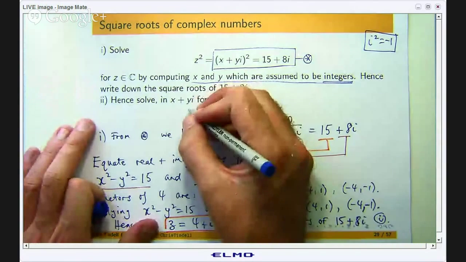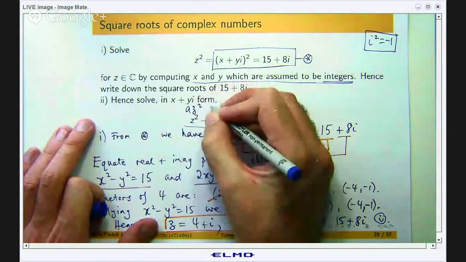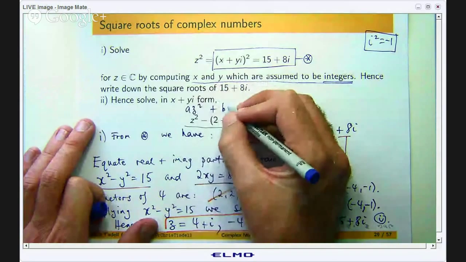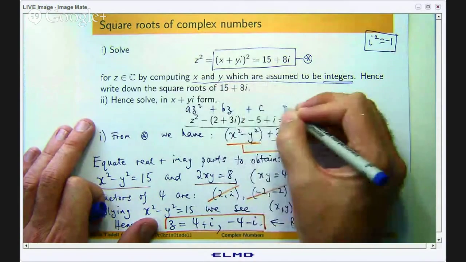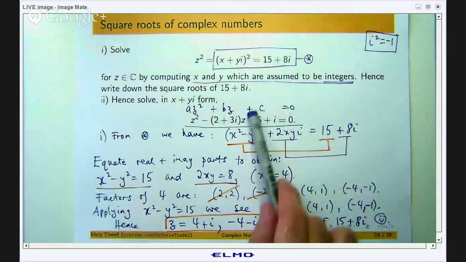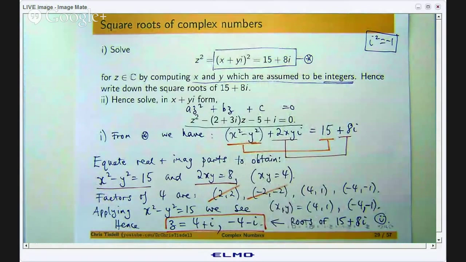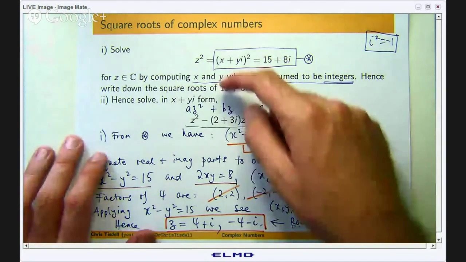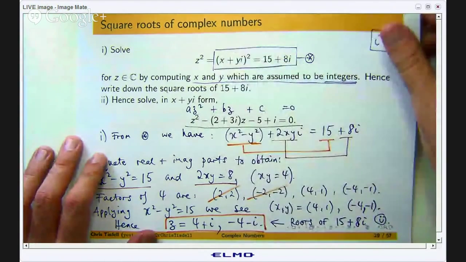Okay, so we've still got it in the form az squared plus bz plus c equals 0, but b and c are both complex numbers here. A is just 1. What we're going to do is apply the quadratic formula to solve this, and actually the square root sign that we're going to get is going to be the square root of 15 plus 8i. So we're going to use part 1 to solve part 2. So let me show you how that works.